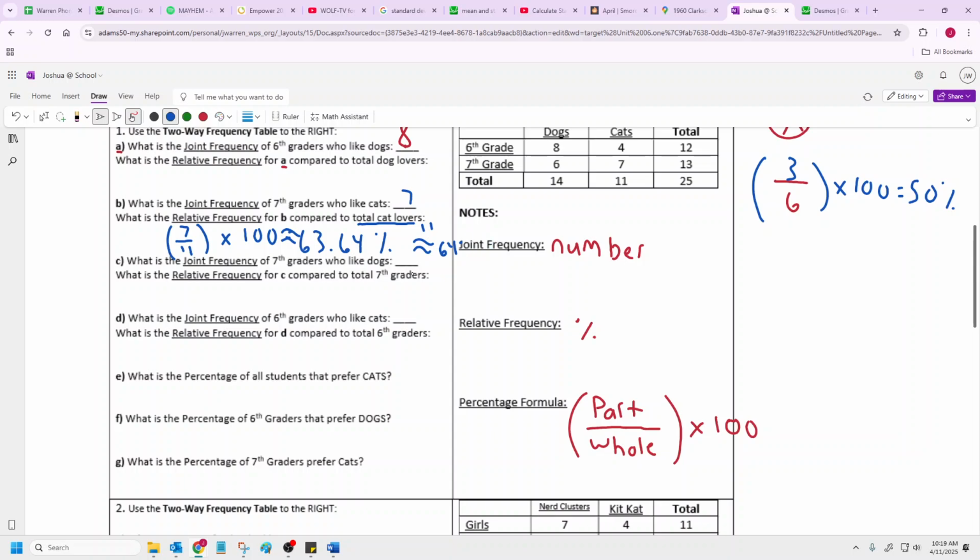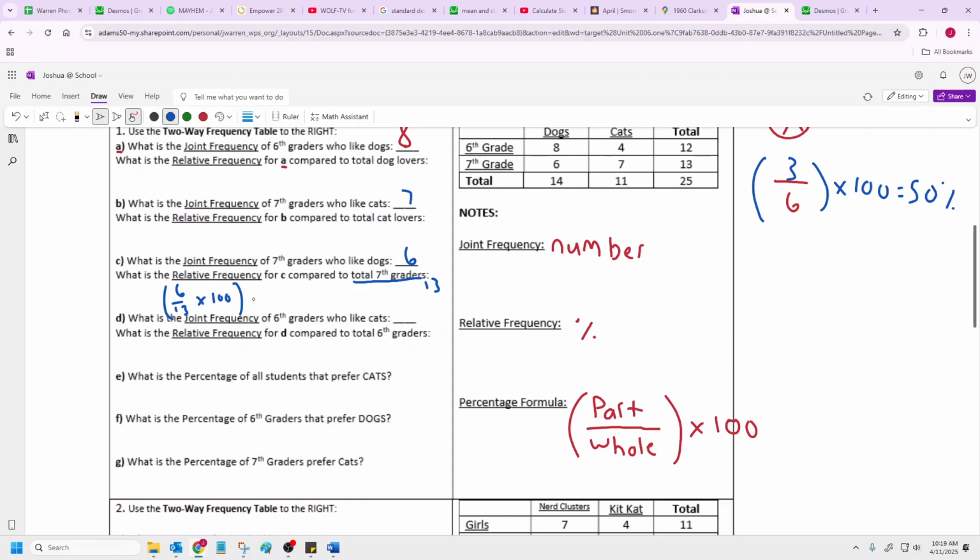Now I'm going to clear this and go to C. 7th graders who like dogs, 6. Now compare it to total 7th graders. Total 7th graders. Find the column. Total 7th graders is 13. So our fraction we're getting now is 6 out of 13 times 100.